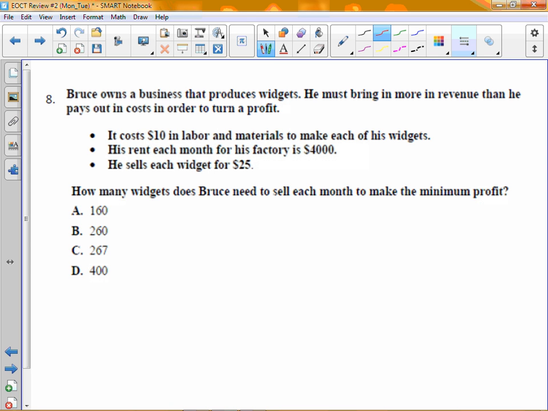Bruce owns a business that produces widgets. And they use widgets just to represent something he produces. Doesn't really matter what it is. What matters is that you understand that it costs $10 in materials for him to produce this thing. So your overhead, if you will, is 10W plus 4,000, because he's got to sell at least $4,000 worth of stuff, or he doesn't make enough money to cover his costs. Okay? He sells each widget for $25.